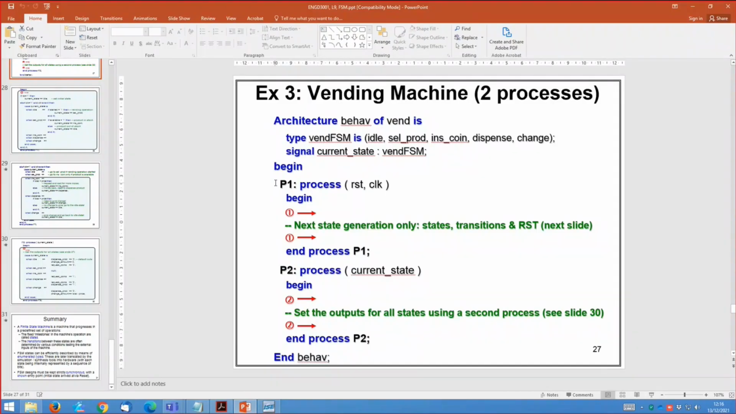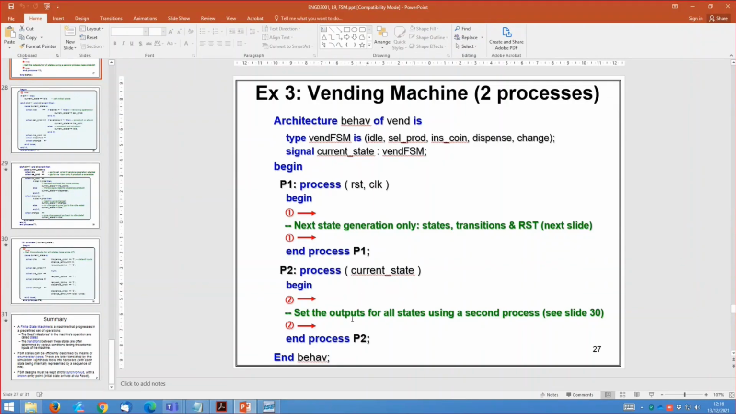And then we'll have two processes. Process 1 would have the reset and the clock in the sensitivity list. This one will only deal with the generation of the next state, as well as sorting out the reset. And then the second process will only listen to the current state, because that's the only one in the sensitivity list.